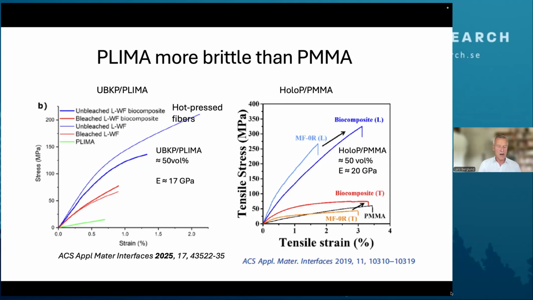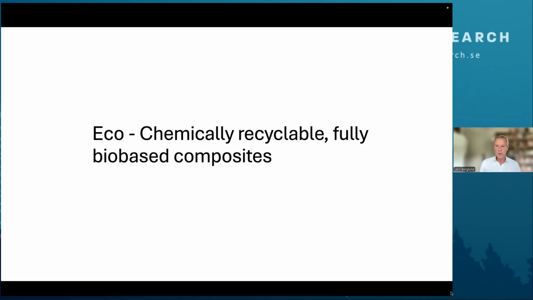If we compare on the right-hand side with PMMA, which is an excellent polymer matrix if you manage to get high molar mass, you see that we have similar modulus when we use holocellulose fibers, but the strength is much higher. And one reason is that we can go to much higher strain because the polymer is not so brittle. So that's something to work on.